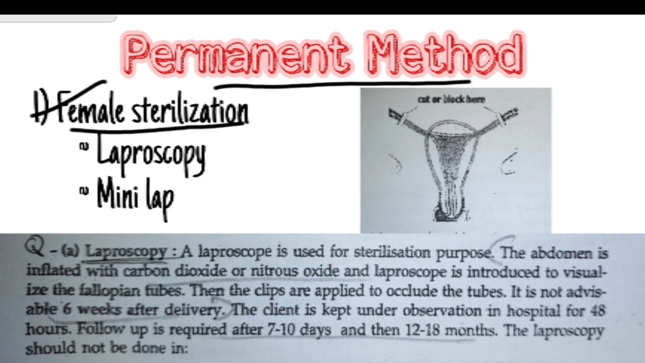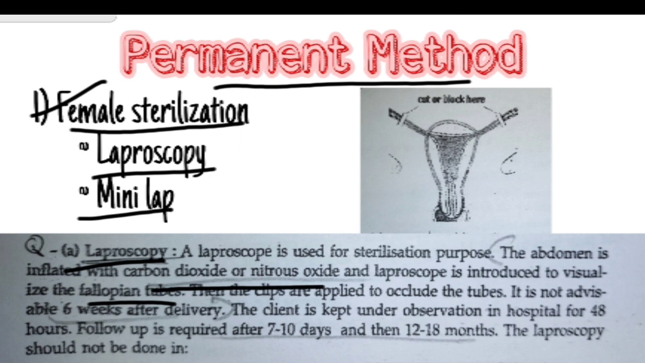In female sterilization, we will see what methods are present for a female to undergo permanent family planning. In female sterilization, we have two types, that is laparoscopy and mini lap. First, laparoscopy. In this procedure, they first inflate, in the sense they insert gas into the reproductive system, that is carbon dioxide and nitrous oxide. After that, a camera will be inserted inside the reproductive system to see the condition of the fallopian tubes, how they are present and where the operation should be performed.